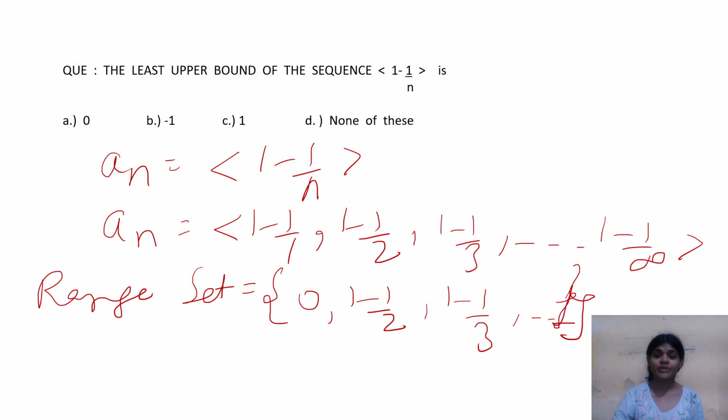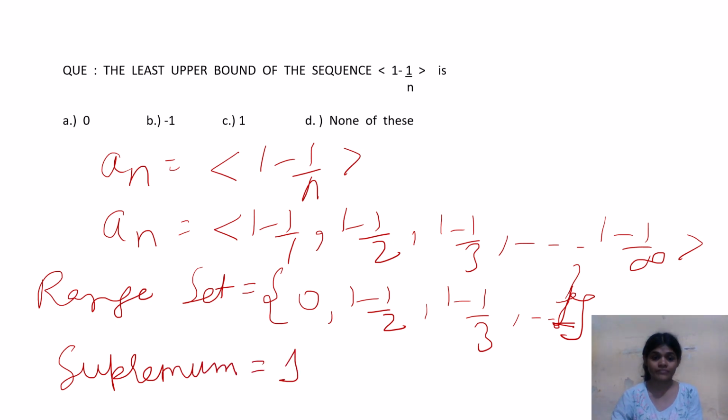Range set goes up to 1. Clearly here least upper bound is 1. Least upper bound is also called supremum and supremum is 1. Therefore the correct answer is option C, which is 1.